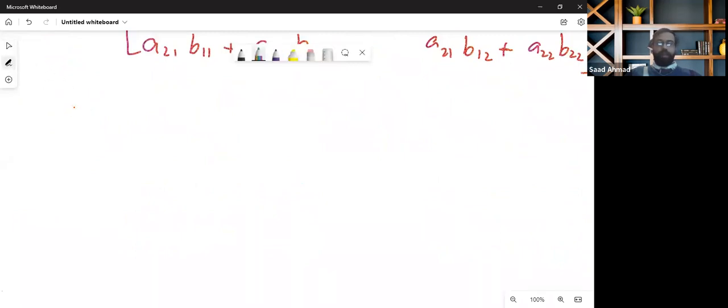There is one more thing about matrix multiplication: A multiplied by B is not the same as B multiplied by A. There are many reasons, but one very clear way you can see it: let's say our matrix A is the one that we took, a 2 cross 2 matrix, and the B that we are multiplying it with is 2 cross 1.